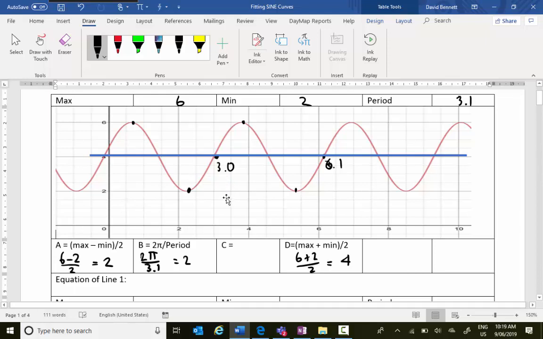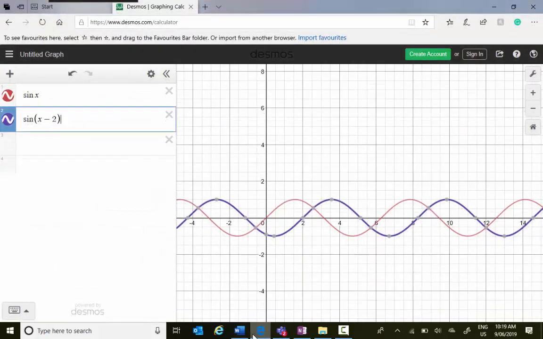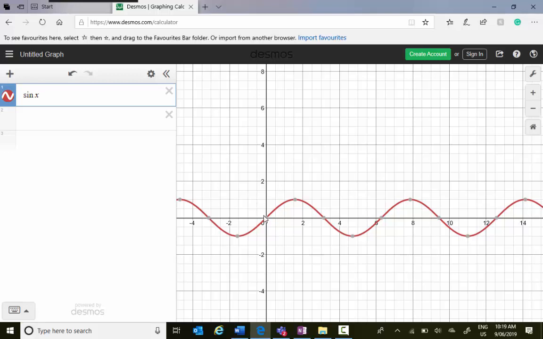The interesting thing here is that I'm comparing this to the normal sine curve. If we go back to our Desmos, the normal sine curve always starts at 0 and goes upwards like that. So it always goes up from 0 upwards. That's the key thing there.